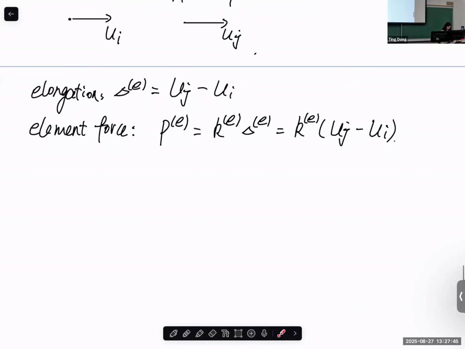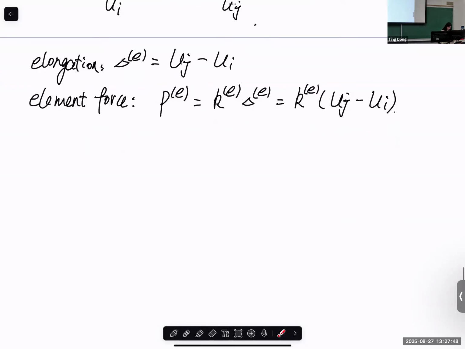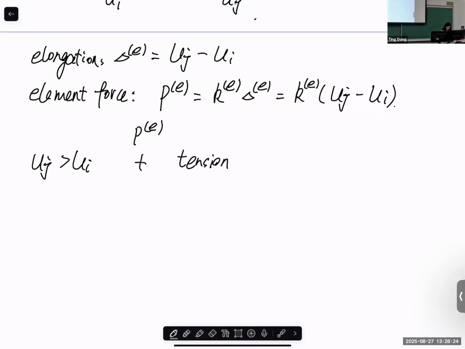So based on this sign convention, let's put it this way. When uj is greater than ui, so the displacement in the second node is greater than the displacement in the first node, it basically means there's an elongation, or this one is positive. So element force is positive, it's tension. The element force PE here should be positive, and it means tension for this one.